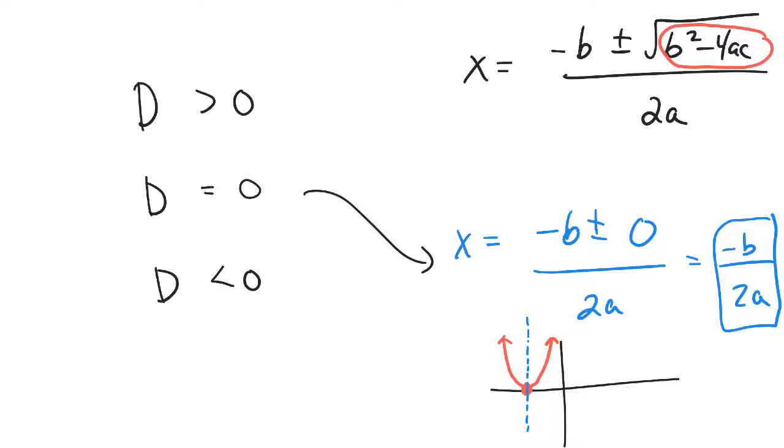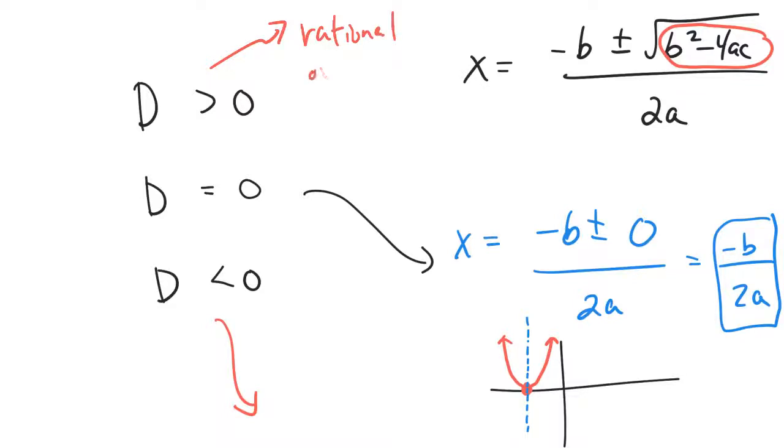The other two cases, I don't really care as much about the graph, but I do care about whether it's positive or negative. Where is the positive or negative discriminant physically located? Is it outside of the radical? Is it a multiplier? Is it in the denominator? Is it in the numerator? Where is it? Inside the radical. A positive inside the radical means that we have a real number. It may be irrational, depending on if it's a perfect square or not, but it's a real number. But a negative under a radical indicates an imaginary answer.